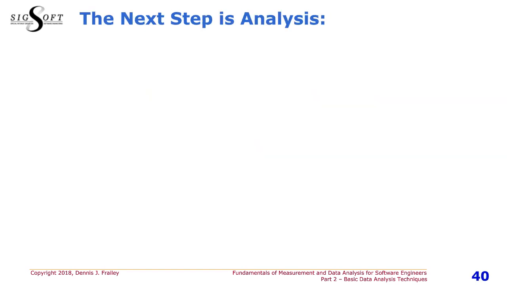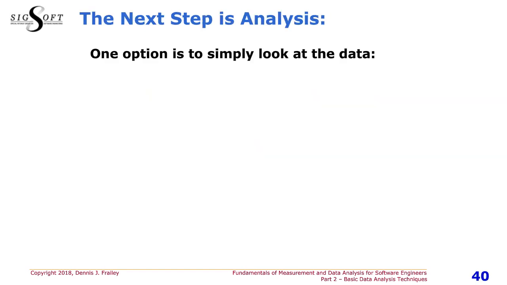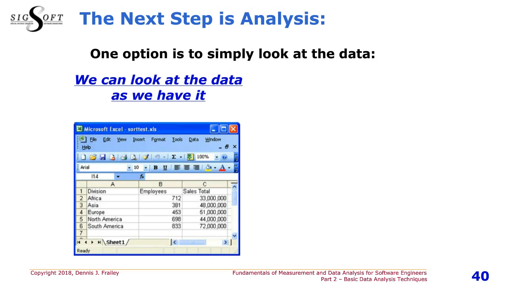One option is to simply look at the data. Here's an example of an organization that's looking at how many sales they make in each continent. And there's only 5 data points, and you can just look at the numbers and pretty much figure out what's going on. Sometimes you have to do something a little more complicated.